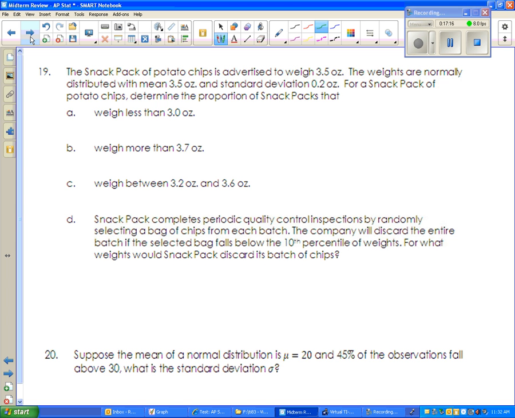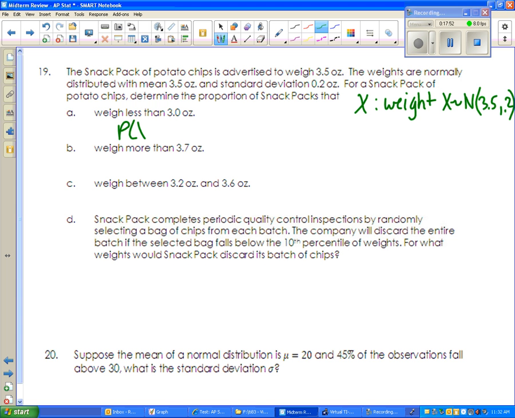So in this case, in number 19, the snack pack of potato chips is advertised to weigh 3.5 ounces. The weights are normally distributed with a mean of 3.5 ounces and a standard deviation of 0.2. For a snack pack of potato chips, determine the proportion of snack packs that weigh less than 3 ounces. So I'm going to say X would be the weight of the snack pack, and X is distributed normally with a mean of 3.5 and a standard deviation of 0.2. So when you're asked to use proper notation, that's what you should use. Make sure you define your random variable as well.